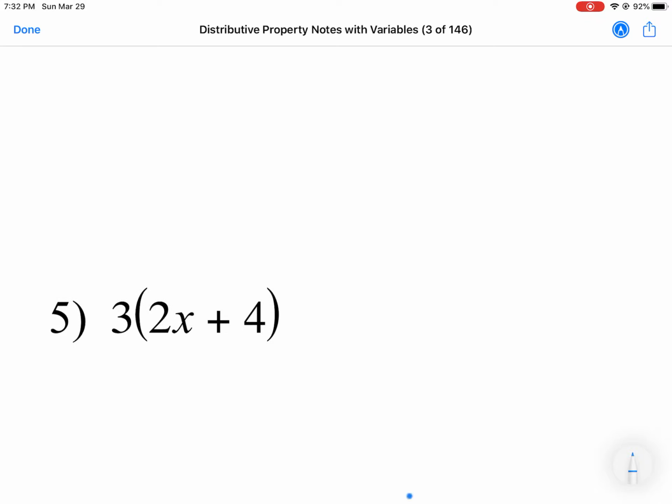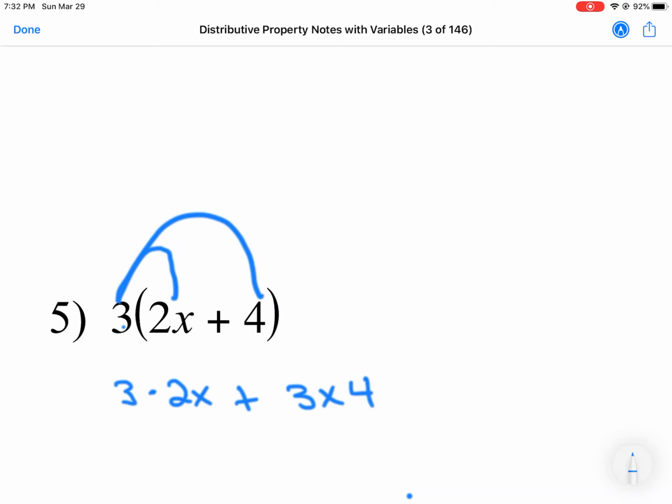So this one's going to look a little different now. I have a variable with the distributive property. Like I said before, nothing is changing. So all I'm going to do is distribute my 3 to both terms. So that's step 1. Now, let's write this out. I have 3 times, I'm going to use that dot for times. That also means multiplication. 3 times 2x plus 3 times 4.